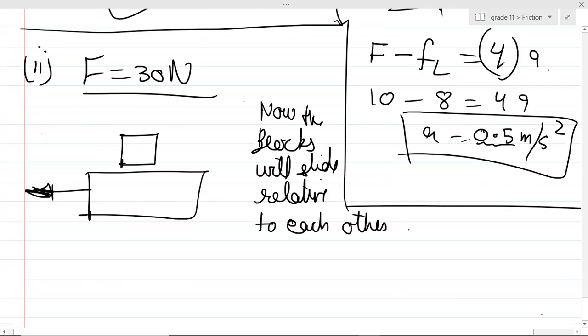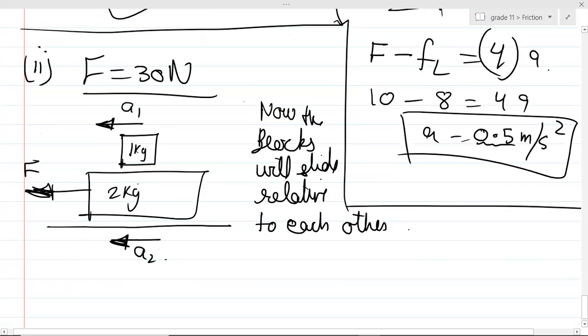So when they slide relative to each other, what will happen? Guys, what will happen when they slide relative to each other? The accelerations will be different. Will the acceleration be different? So let's say this acceleration is A1 and this acceleration is A2. Is this clear, guys? So when the blocks slide relative to each other, their accelerations will be different.